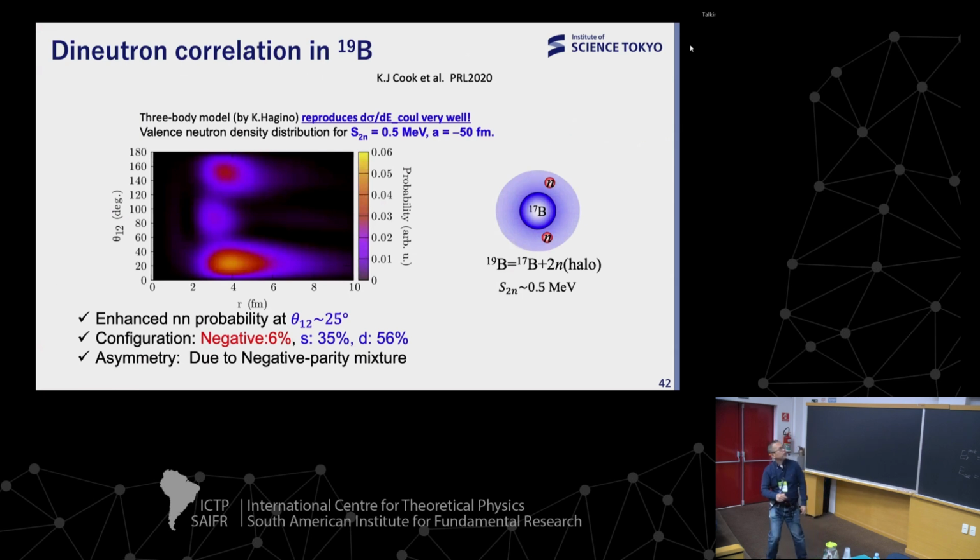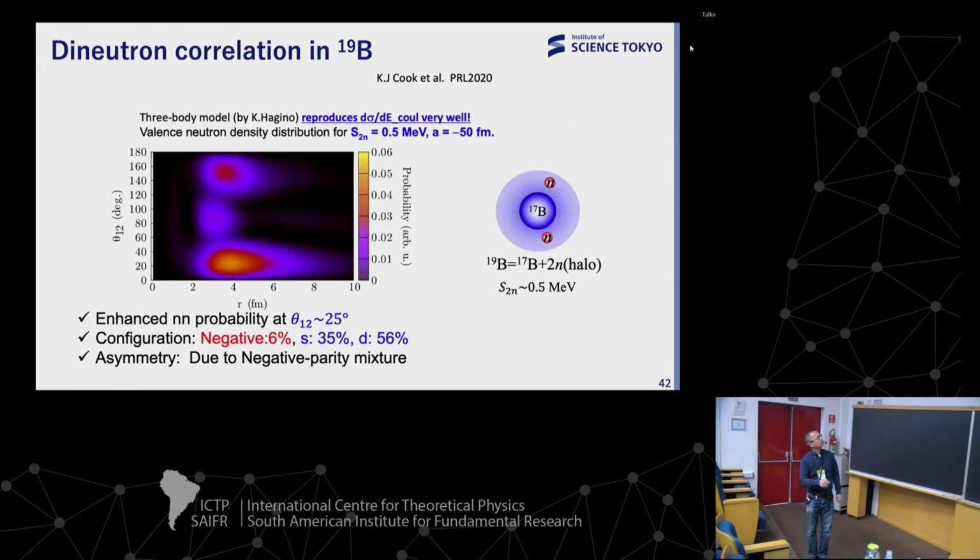And also, we compared with the theories which reproduce our data, the 3-body model by Hagino-san. So this model shows like this. Now we have 3 bumps. This is due to the D-wave component. But this dineutron component is the largest, enhanced in probability at theta 1, 2, opening angles of 25 degrees.